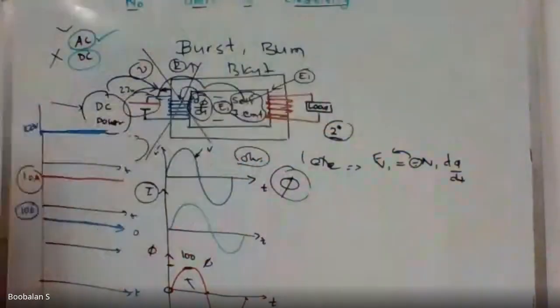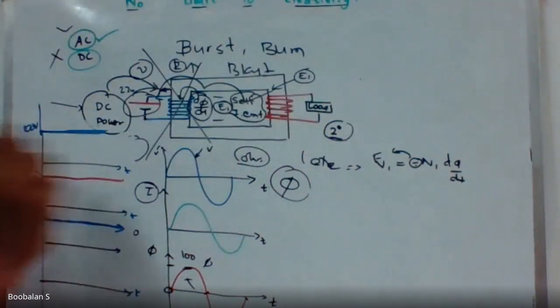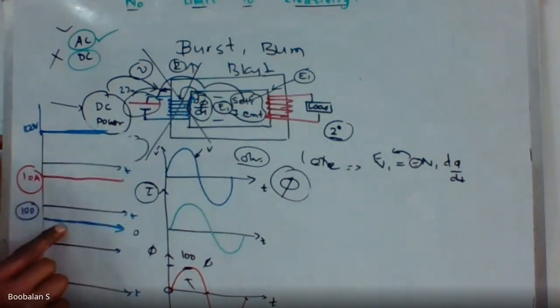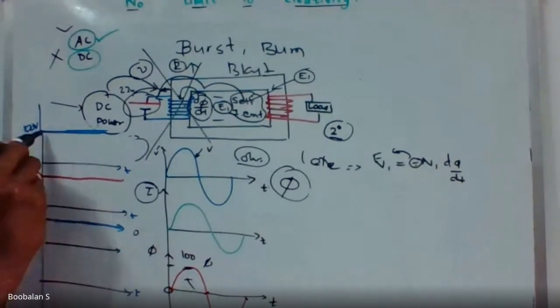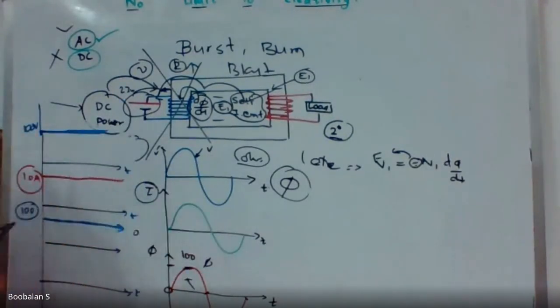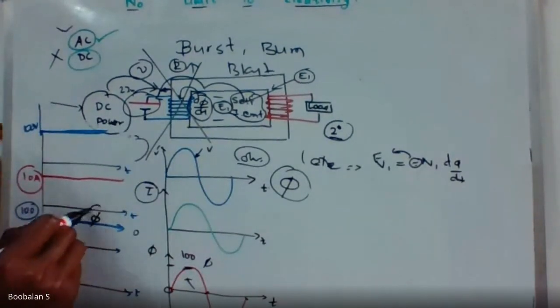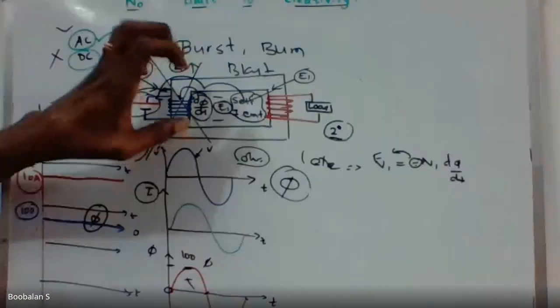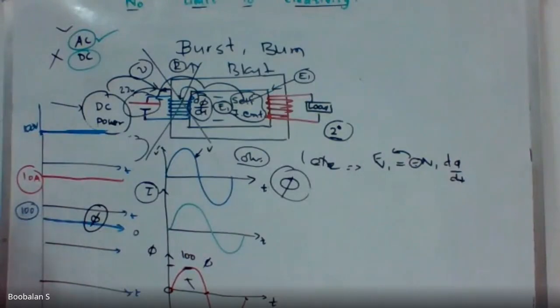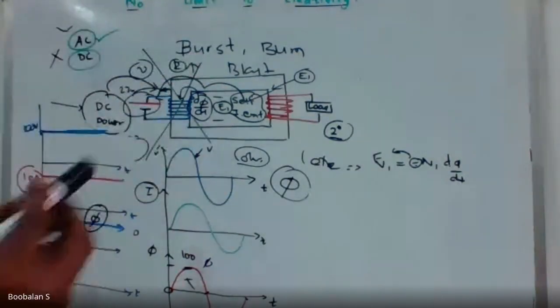But in DC, there is only a steady state flux that is going to be built up. There is no dphi by dt. Let us see, this is the answer, right? Here there is steady state current, steady state voltage, and steady state flux lines. The flux line is not changing anymore. The 100 flux lines just hold, and nothing is going to happen, right? So there is no opposing force built up, right?